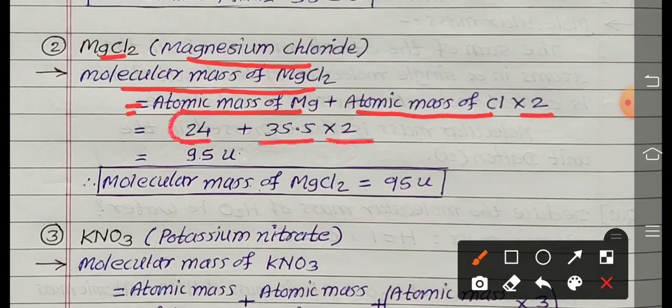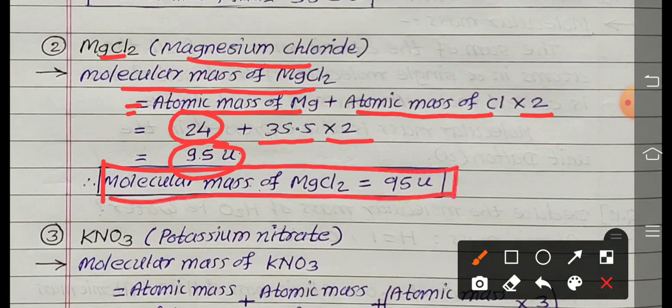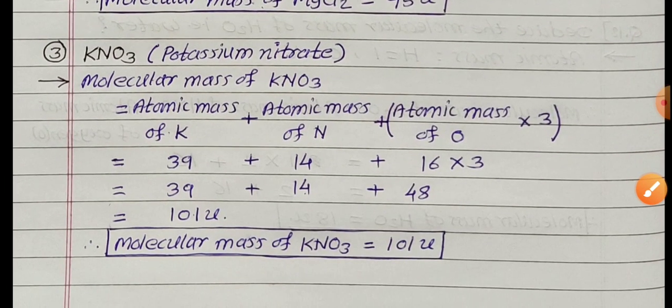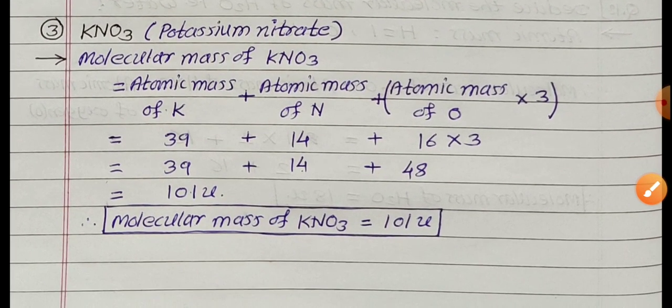71 plus 24. Answer is what? 95 Dalton. At the last, highlight your answer. Therefore, molecular mass of MgCl2 means magnesium chloride is equal to 95 Dalton. Check the multiplication and addition is correct or not. Cross check. Next molecule is given KNO3.